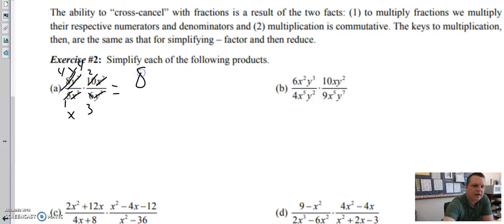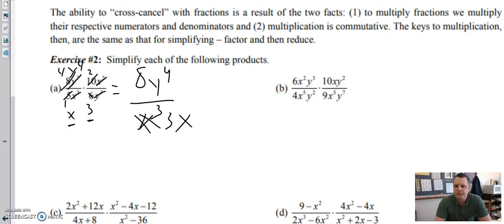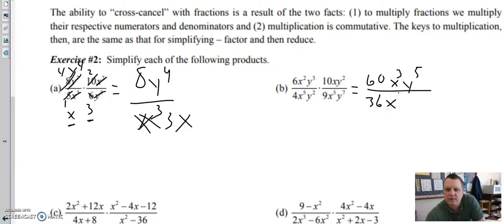So therefore, I have 8y to the 4th all over x cubed. Oh, sorry, that's 3x. This was the 3 times x. Same thing with the next one, letter B. More x's, though. Look at all the x's. If you would like, you could even do 60 x cubed y to the 5th all over 36 x to the 10th y to the 9th.